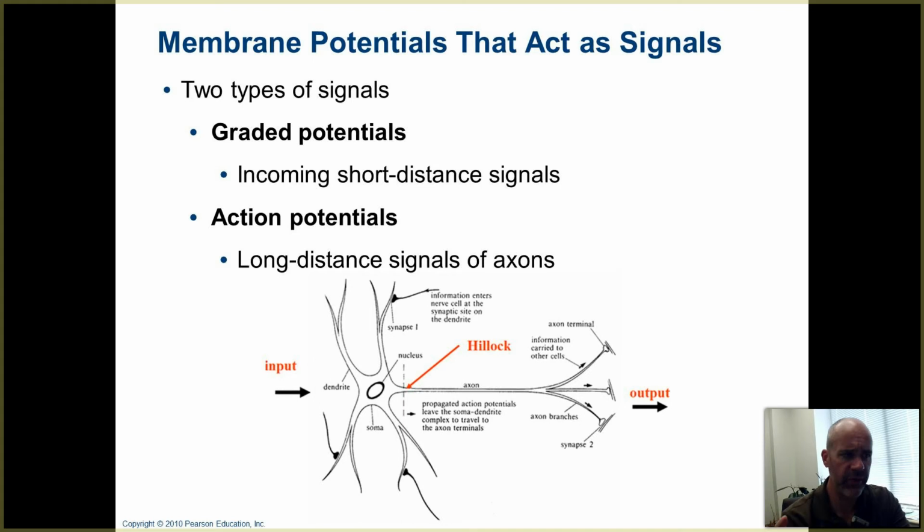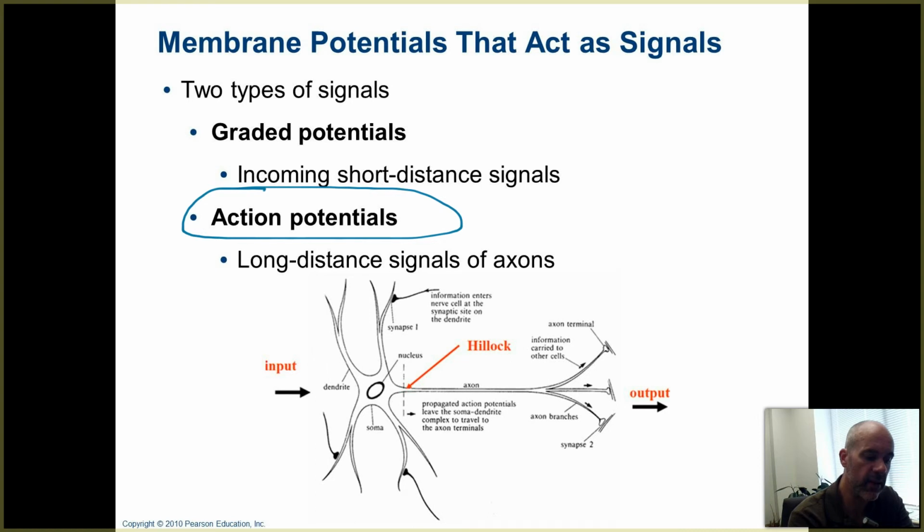And there are two types of signals. Now we've heard about action potentials quite a bit in Unit 4. That's the long distance, temporary change in voltage across the membrane of the axon that travels all the way from one end to the other. It's an all or nothing type response. Once it gets started at the axon hillock, it's going to travel all the way to the axon terminals, or those synaptic knobs.